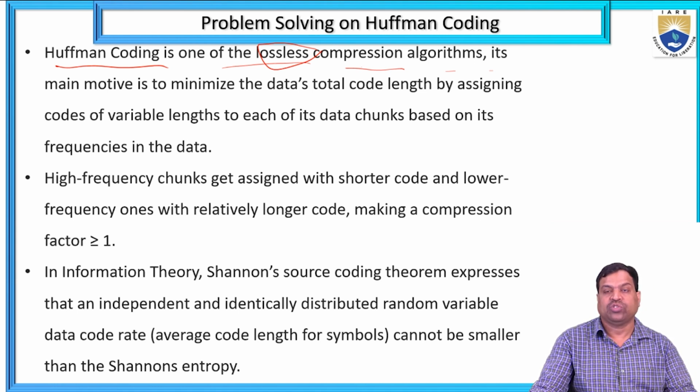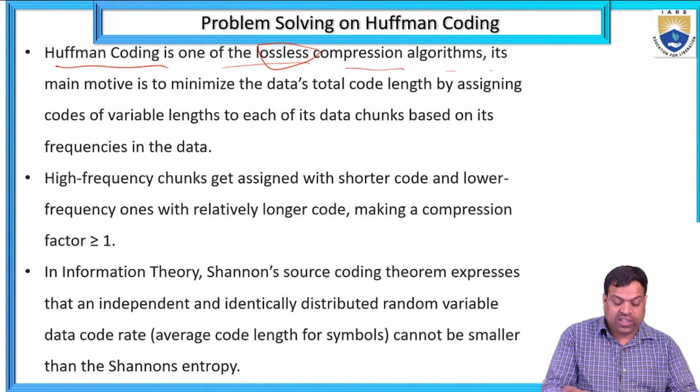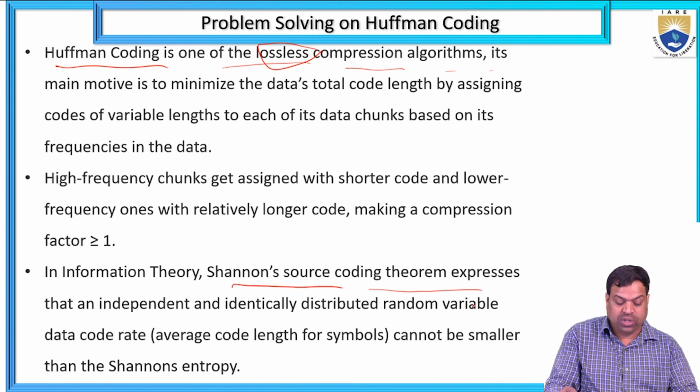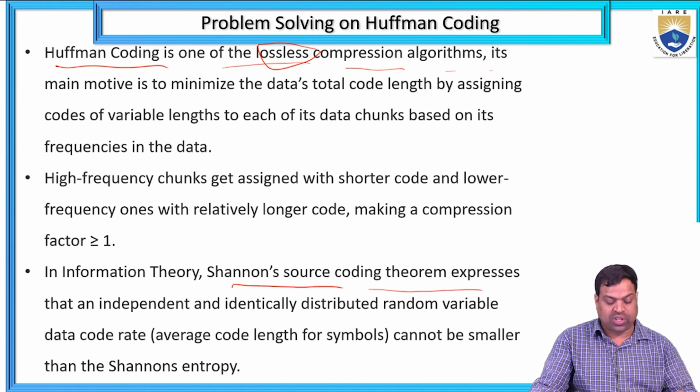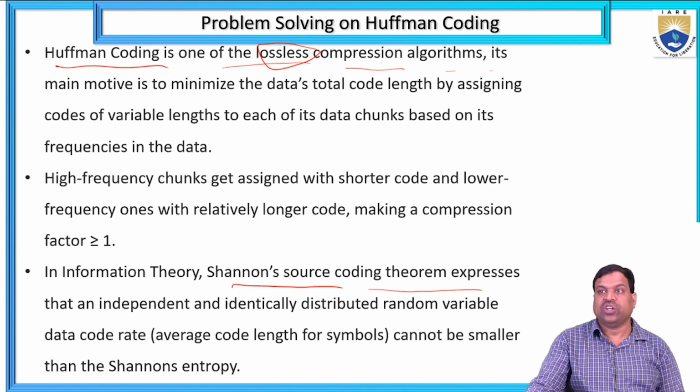Now, on the problem solving of Huffman coding: it is a type of lossless compression algorithm, and its main motive is to minimize the total code length by assigning codes of variable length to each of its data chunks based on its frequency in the data. High frequency chunks get assigned shorter codes, and the relatively less frequent ones get longer codes, making the compression. In information theory, Shannon's source coding theorem expresses that for independent and identically distributed random variables, the average code length of the symbols cannot be smaller than Shannon's entropy.